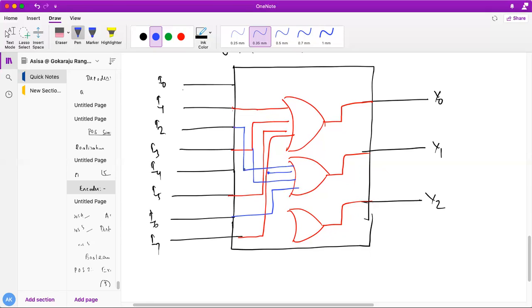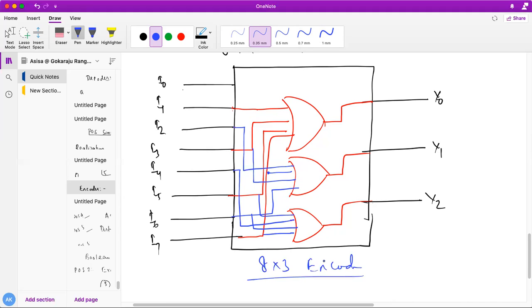Similarly, what is Y2? Y2 is nothing else, I4, I5, I6, I7. So this is my I4, I can take it like this. I5 will be this one, I6 will be this one, then finally I7 will be this one. So this is the logic circuit of my 8x3 encoder.